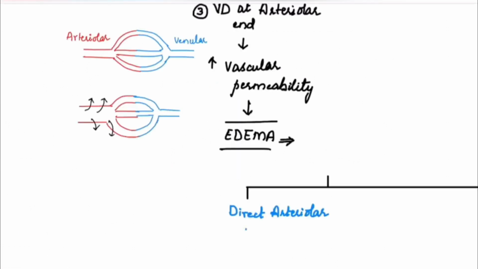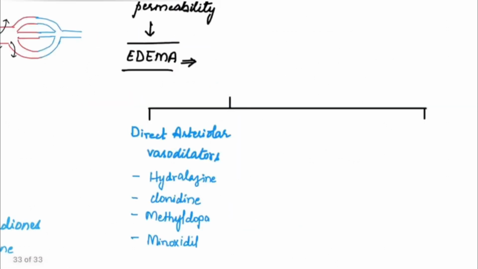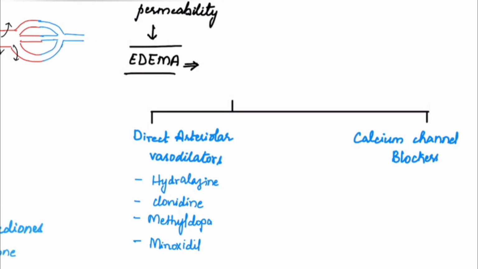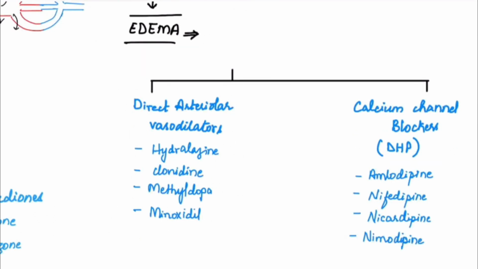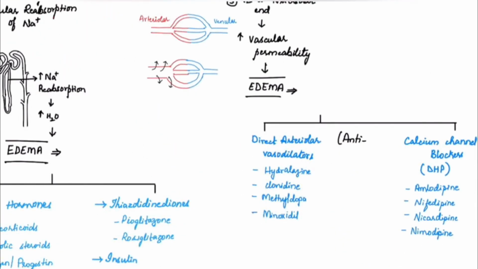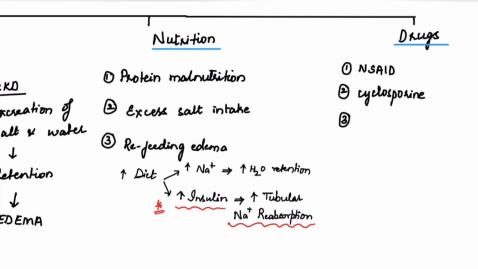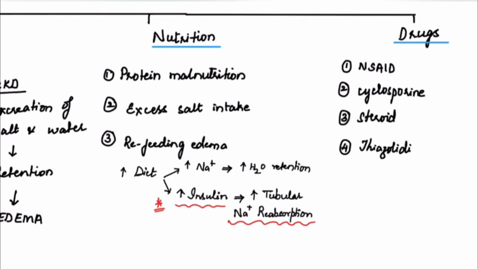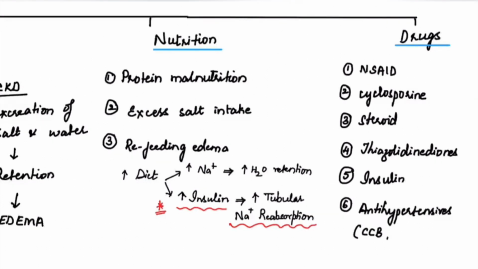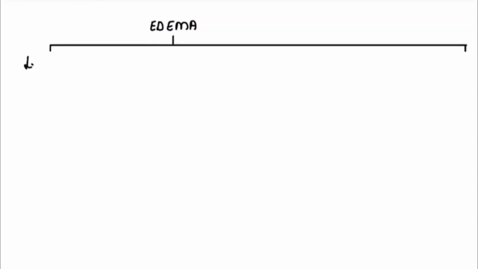Drugs causing edema by this mechanism include direct arteriolar vasodilators like hydralazine, clonidine, methyldopa and minoxidil, and also the calcium channel blockers of the dihydropyridine group. Amlodipine, nifedipine, nicardipine and nimodipine. So all of them together are antihypertensives. So these are the mechanisms by which drugs cause edema. So drugs causing edema include NSAID, cyclosporine, steroid group, thiazolidinediones, insulin and antihypertensives, which again include the calcium channel blockers and vasodilators.